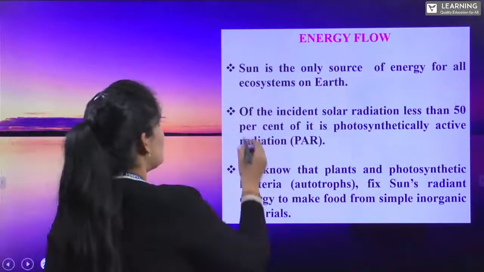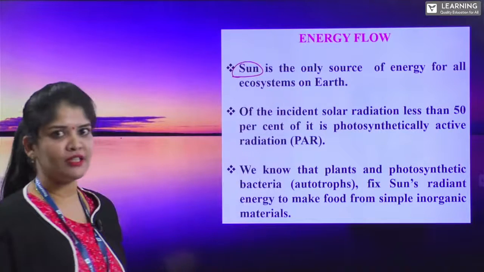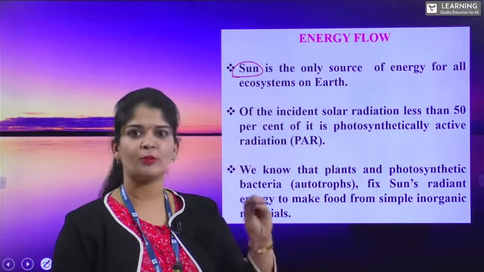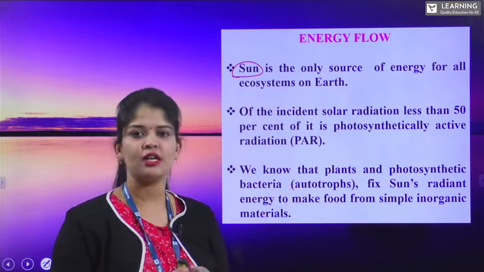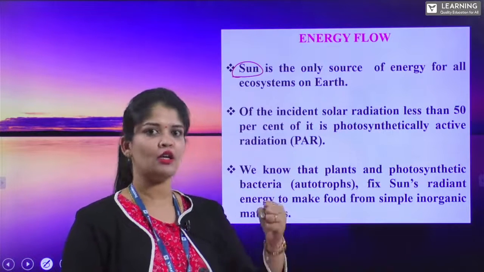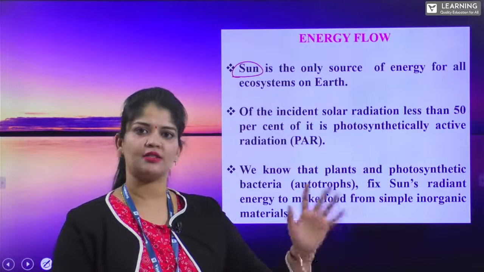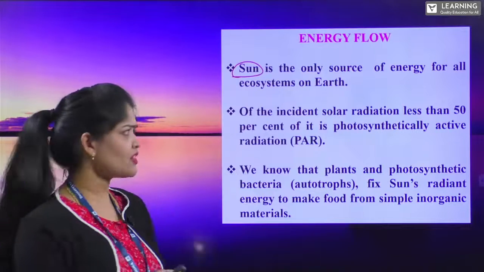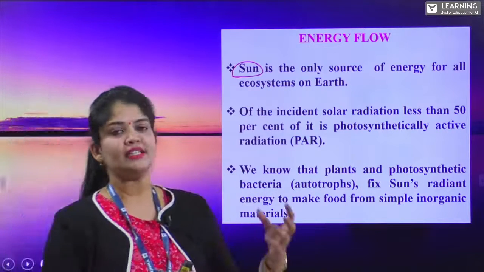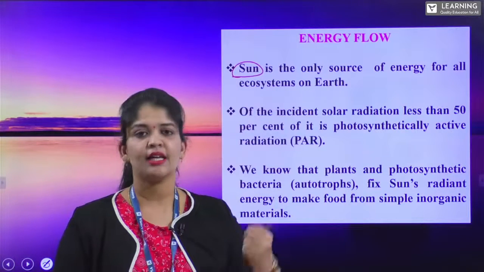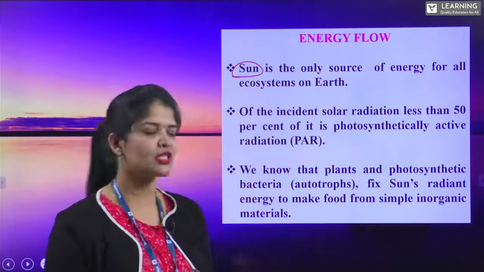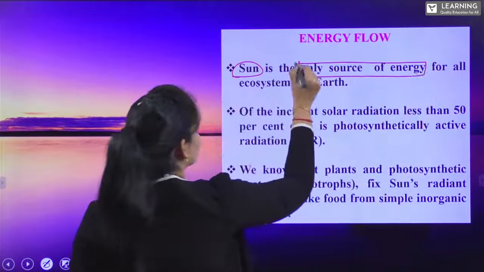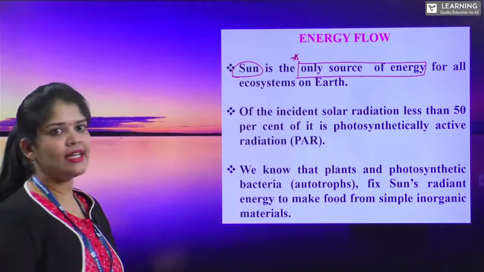Now, moving on to energy flow. See, we have been discussing the functional components of the ecosystem. We have discussed productivity. We have discussed decomposition. Let's understand energy flow: how the energy flows from one trophic level to another trophic level. We already know the sun is the ultimate source of energy, right? Radiant energy. That radiant energy is fixed by photosynthesis by plants, what we call producers. So the sun is the only source of energy for all the ecosystems on earth.